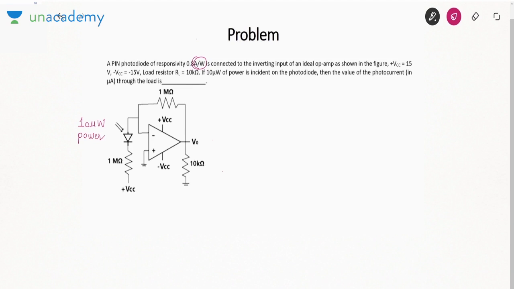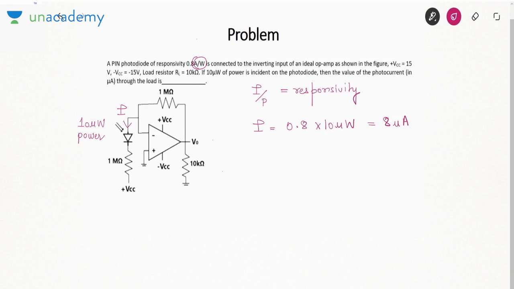Now see the unit of responsivity. It is nothing but current by power. That is, how much power are you incident and how much current is flowing. That ratio is called responsivity. So now if I want to find the current through this photodiode, this I, it is responsivity into 10 microwatt. So this current is 8 microampere.